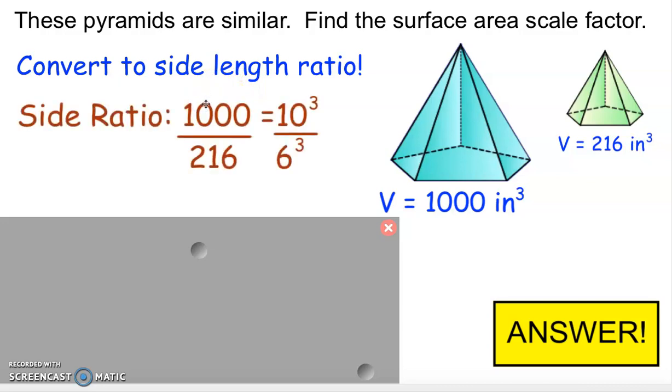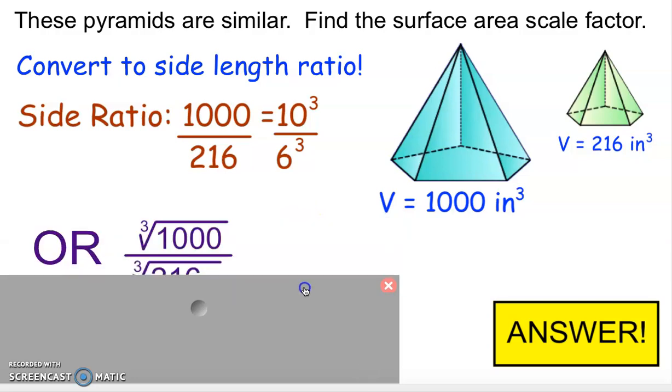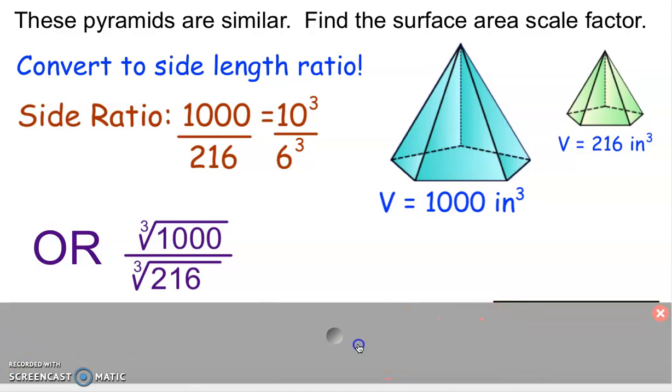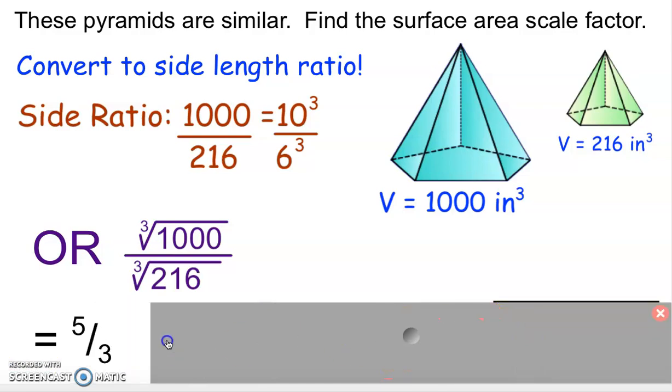But I do need to find the scale factor of the side length first, and I can either convert this into cube numbers, or I can just take the cube roots of the numbers, which is fine. So the cube root of 1,000 is 10, and the cube root of 216 is 6. And that gets me, I should go this way. Oh, I can't go that way. Can I go this way? Ooh, I can. It gets us that 5 to 3, and you're like, oh, Mr. Kenyon, I told you it was 5 to 3.